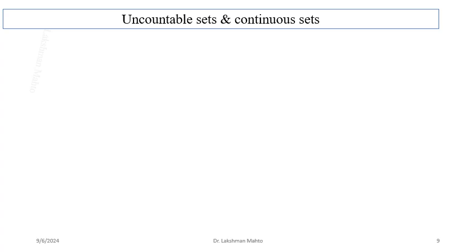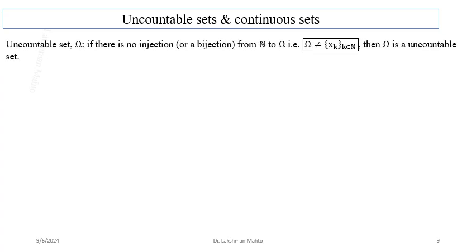The next set is the uncountable set. A set which is not countable is uncountable. It is a very illogical kind of definition, you can say. Mathematically, you don't see much here. Uncountable set means not countable, simply. But another name is, you can call it a continuous set. How do you define it? Simply, if there is no bijection from the natural numbers to that set, if you are unable to come up with a bijection or injection, then you say that set is not countable.